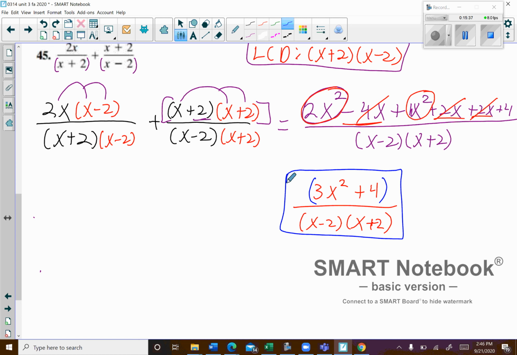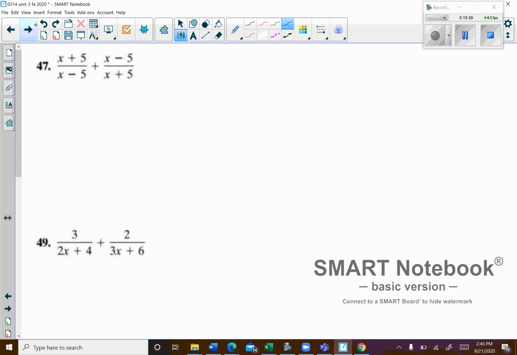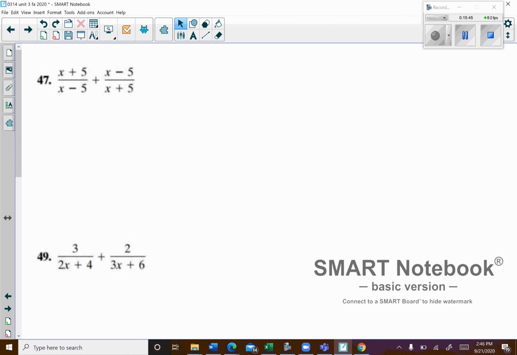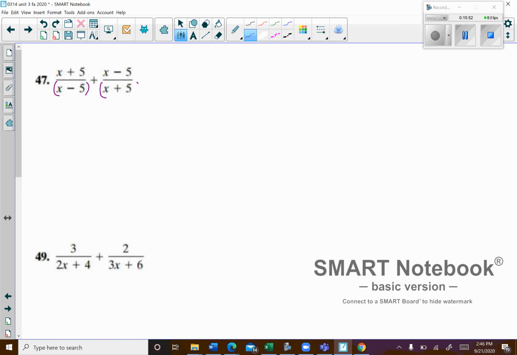All right, I've got one more slide of these. Okay, so this next one actually looks pretty similar to the one we just finished. First things first, my restricted values. If you look right here, x cannot equal 5 or negative 5. Either one of those would cause me to divide by 0.